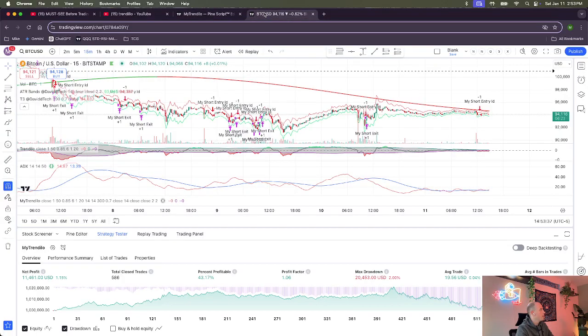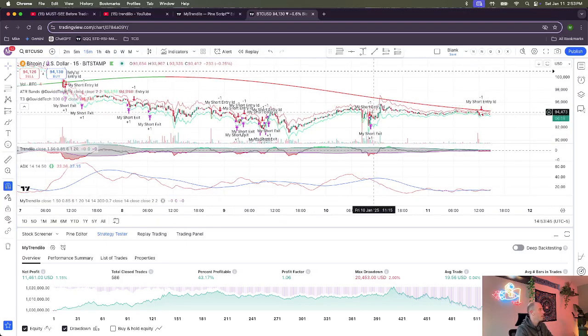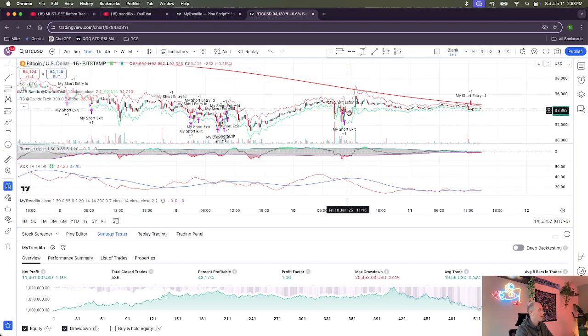So here are the backtesting results. For Bitcoin on the 15 minute, right now it's downtrending. You can see it entered a short because the Trendilio was red here, and the ADX looks like just above the moving average, and it ended up getting stopped out on this candle because the ATR band was so low.